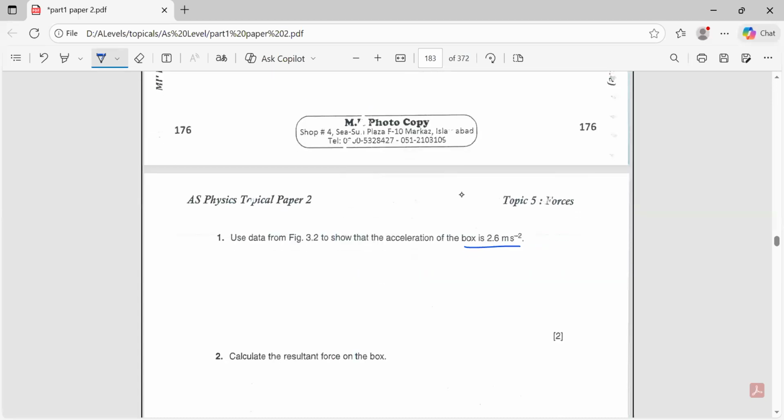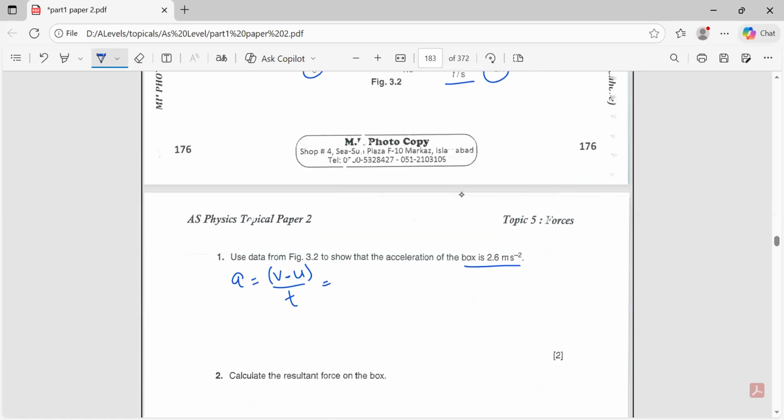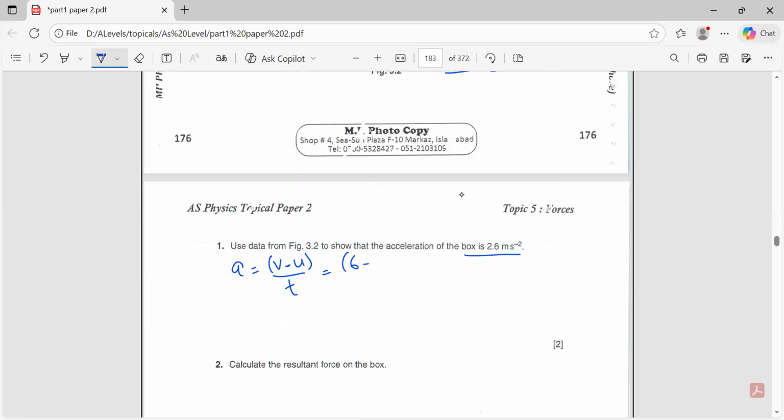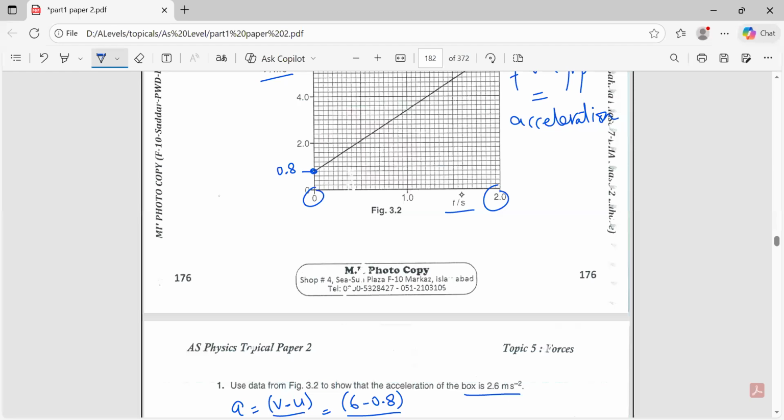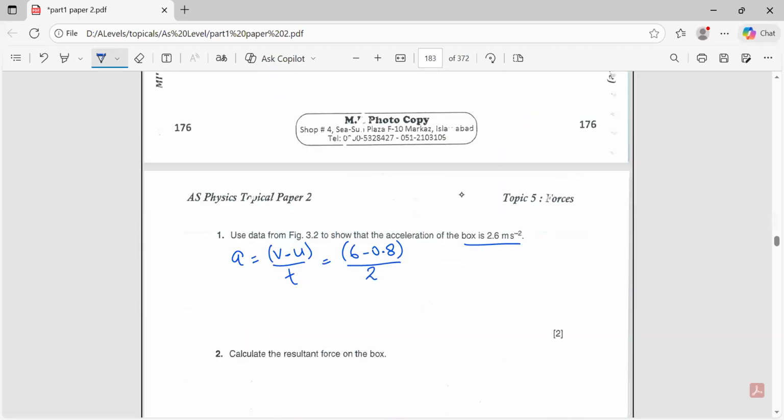So what acceleration do we get? Our acceleration will be v minus u over t. So what is the final velocity we are going to get? Our final velocity will be 6. This will be 6 minus my initial velocity, which is 0.8, in a time of how much? In a time of 2 seconds. So 6 minus 0.8 divided by 2. 6 minus 0.8 is how much? It will be equal to 5.2 over 2, which is equal to 2.6 meters per second squared. So this is how you find the acceleration.